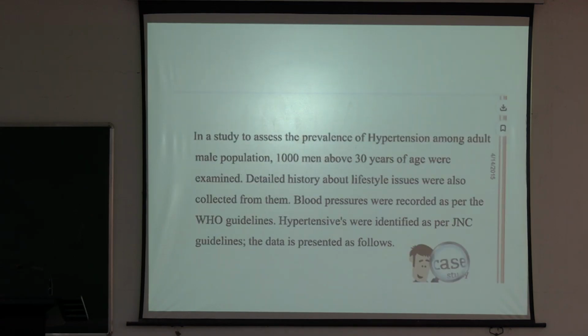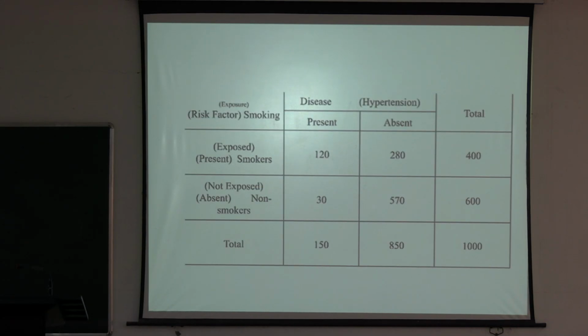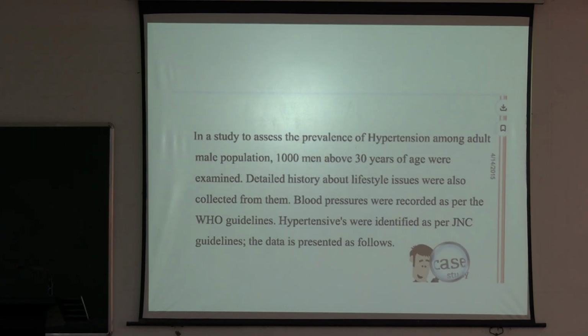Okay. So now this is a study which I showed you in the previous class. 1,000 people above 30 years were examined for looking at blood pressure, and their blood pressure is diagnosed, and the data is as follows. Now take a look at this data. Total number of cases, how many? Total, how many people are being studied? How many people have been studied?